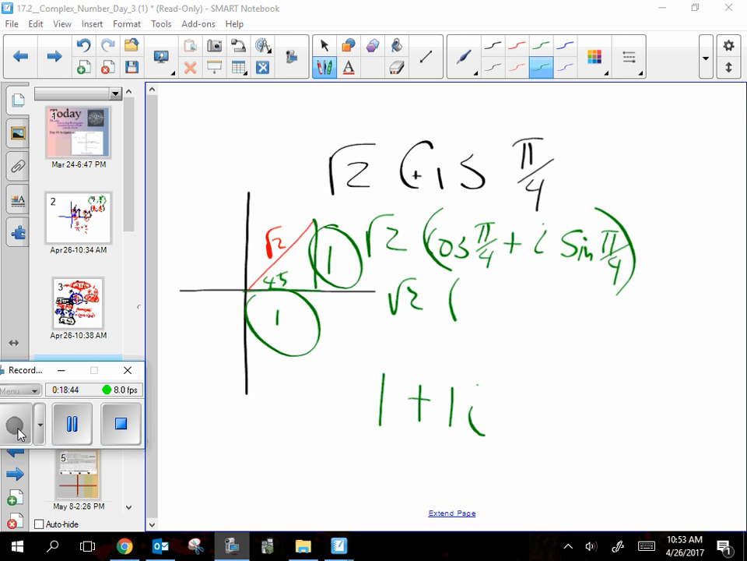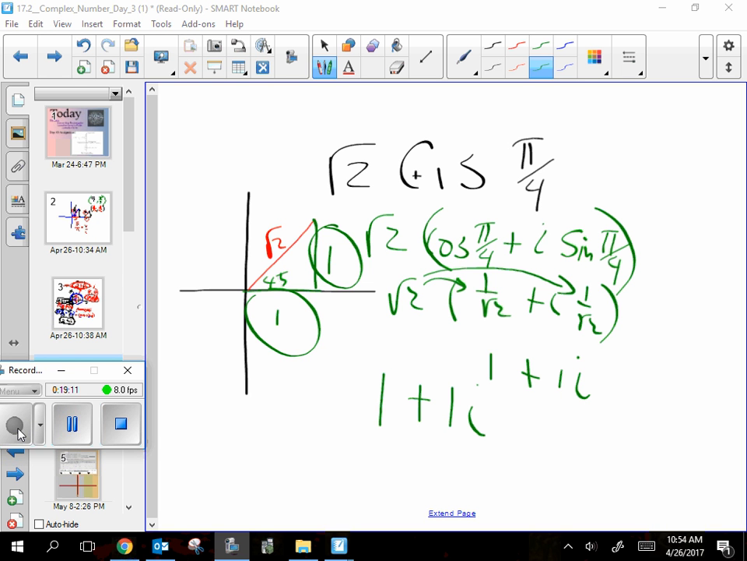Square root of 2 times cosine of pi over 4, adjacent over hypotenuse, is 1 over root 2, plus i times the sine of it. Sine is opposite over hypotenuse, 1 over root 2. And then I could multiply this out. That times that times that, and guess what? I get 1 plus 1i. There we go. Picture's faster. Picture's worth 1,000 words and lots of calculations.